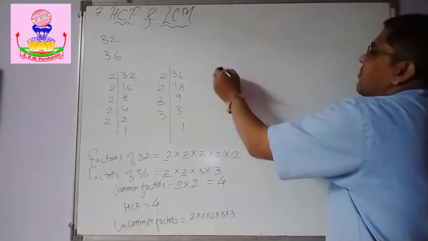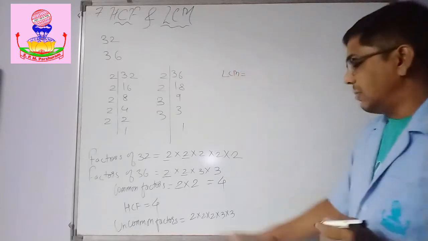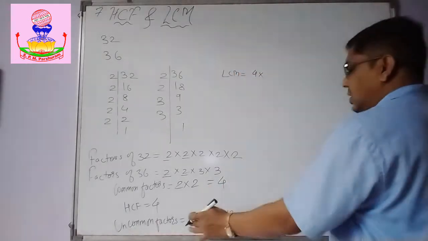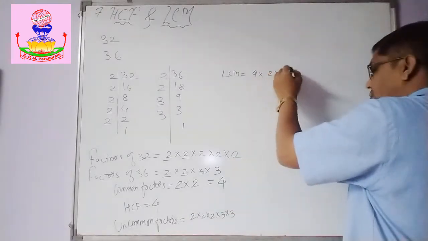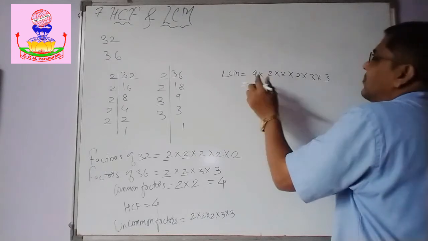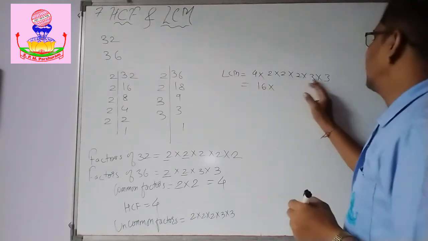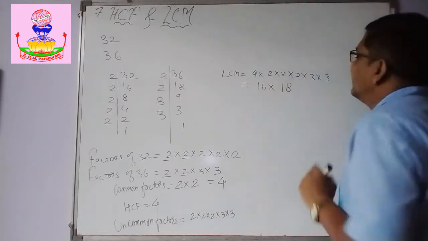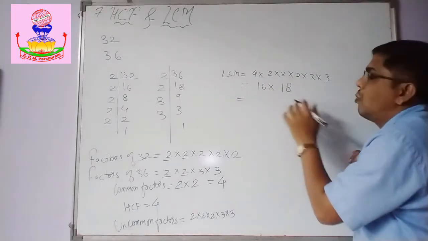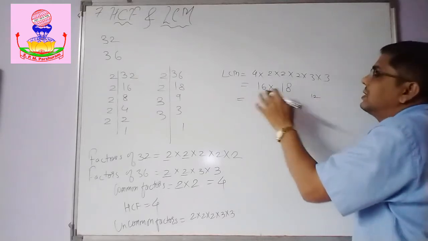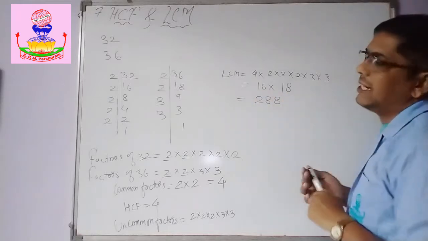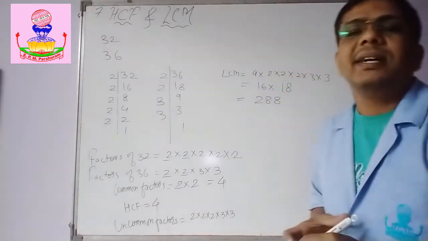So LCM, what is it? Product of common factors multiplied by product of uncommon factors. So 4 into all these uncommon factors, that is 2 into 2 into 2 into 3 into 3. So 4 2s are 8, 8 2s are 16, multiplied by 3: 6 3s are 18. So 16 8s are 128, 12 carry on. 16 1s are 16, 16 plus 12, 28. So LCM is 288. That is the answer.